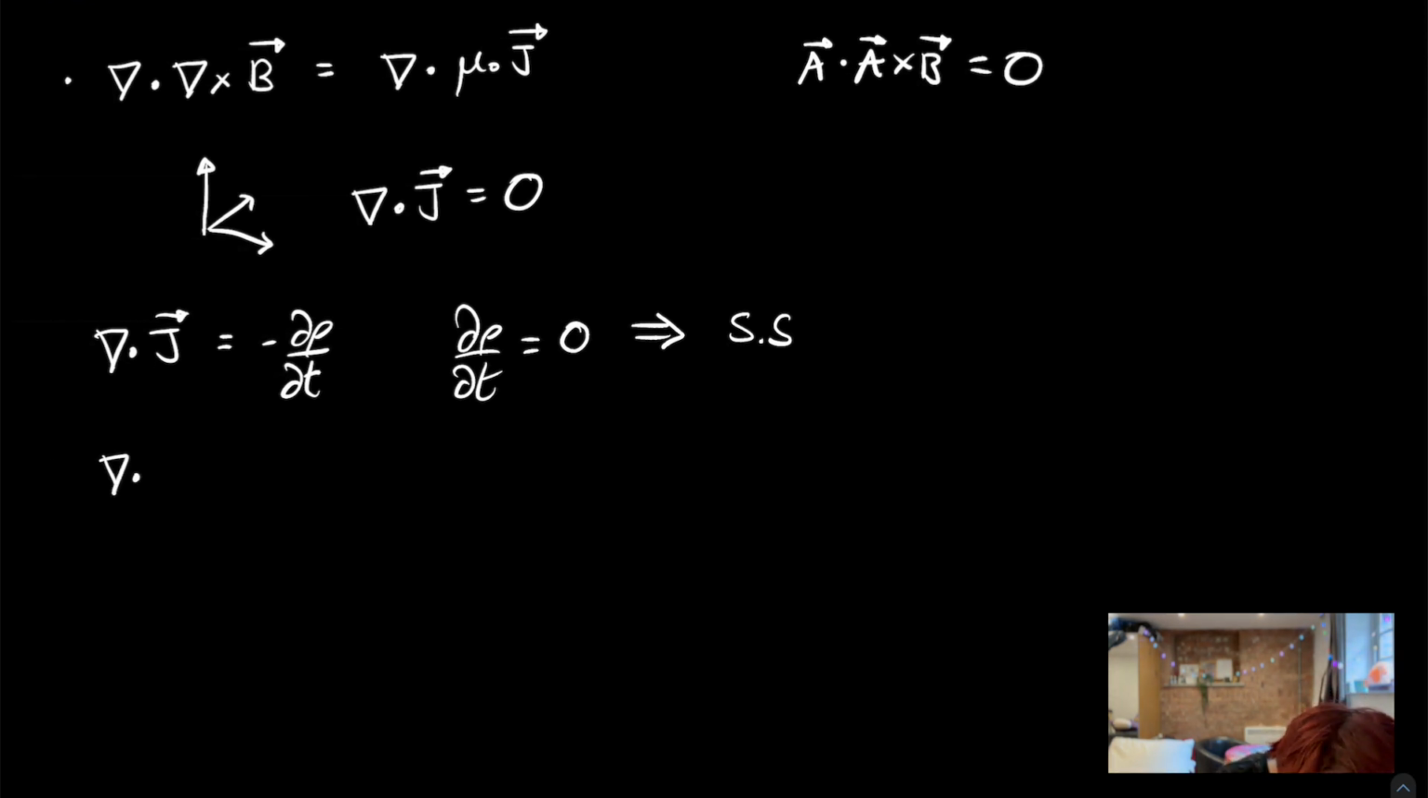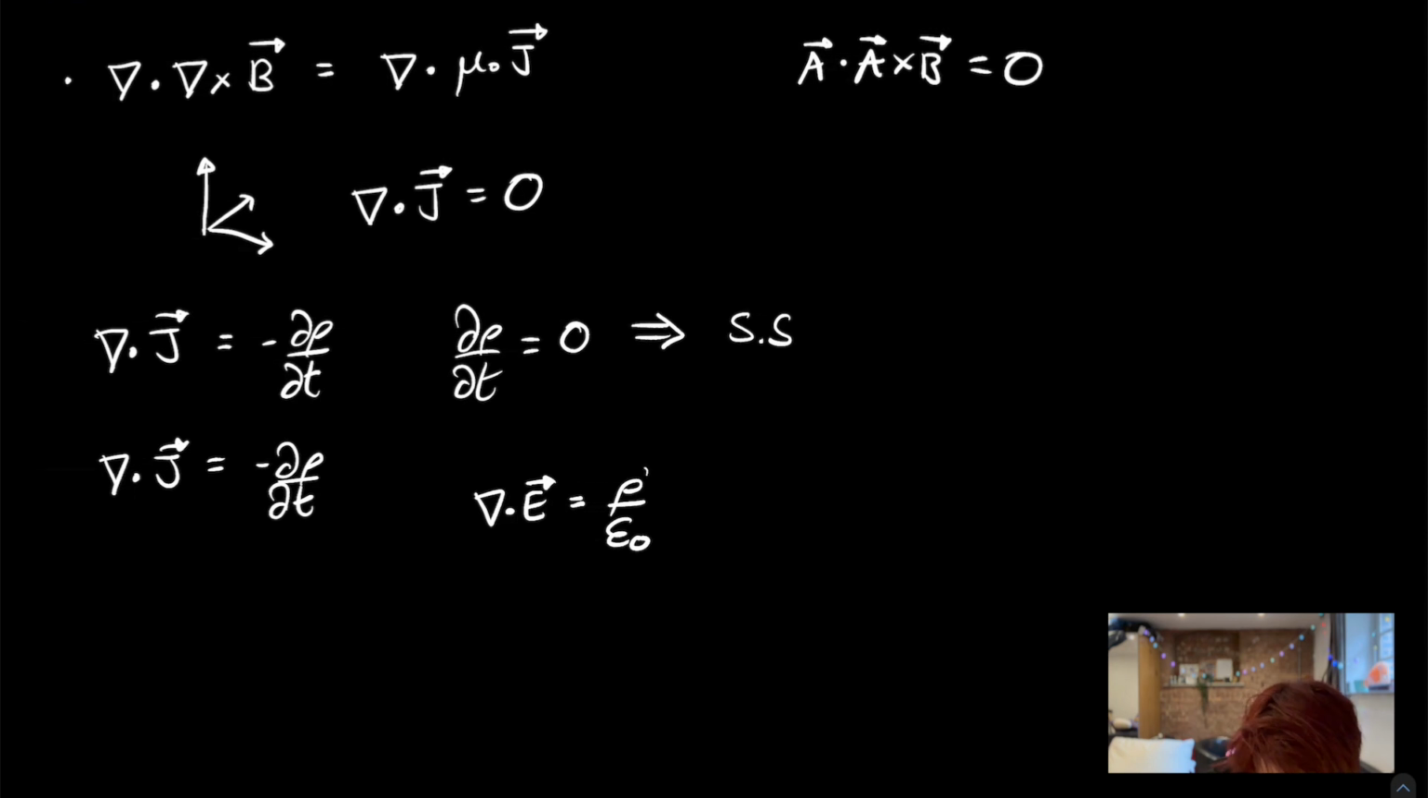So we have that the divergence of J is equal to minus dρ/dt right here. That's what we said. But what is this ρ right here? This ρ we can actually get from Gauss's law, because of course the divergence of E is equal to ρ over ε₀. And so we can just rearrange this for ρ. When we do that, we get that ρ is equal to ε₀ times the divergence of E right here.